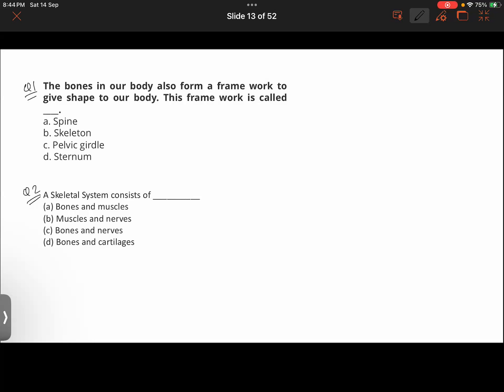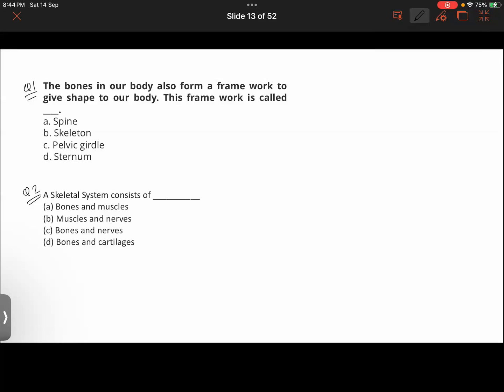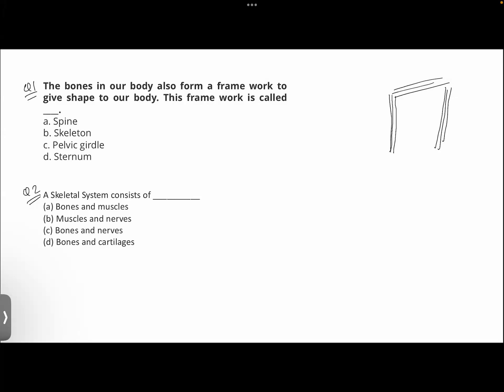Yes, Salman and Halima. Sir, framework means like when a building is constructed, the framework of the building is done first. The pillars are inserted into the ground. Sir, is it the spine? Not the spine. Skeleton. Skeleton. Okay, now that is a skeleton.